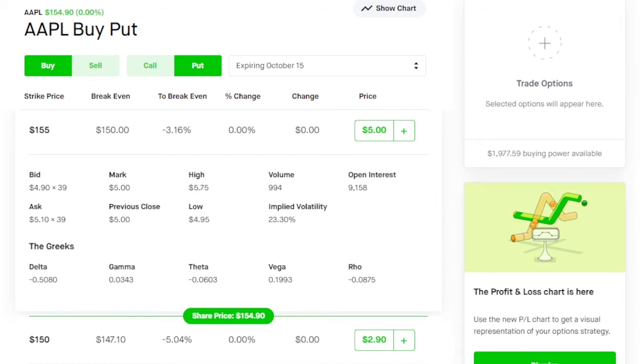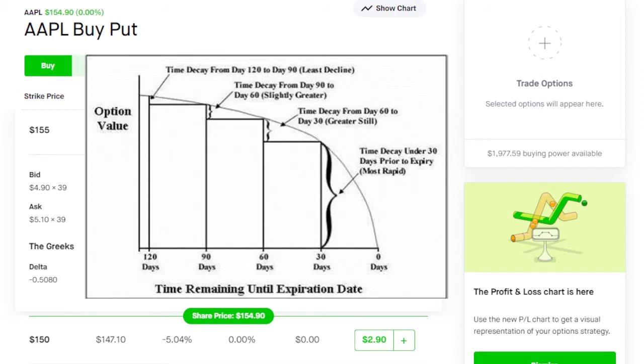Theta is more sensitive as you approach expiration, and the curve is not a linear one. The theta curve, which you can see here, shows that the majority of time decay will occur inside of 30 days, and it will become more and more rapid as you approach that 30-day window, as you can see on that curve.